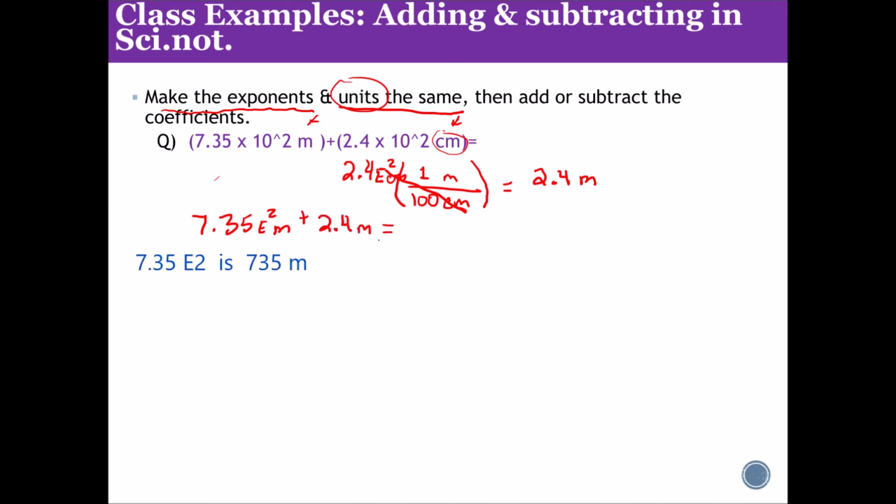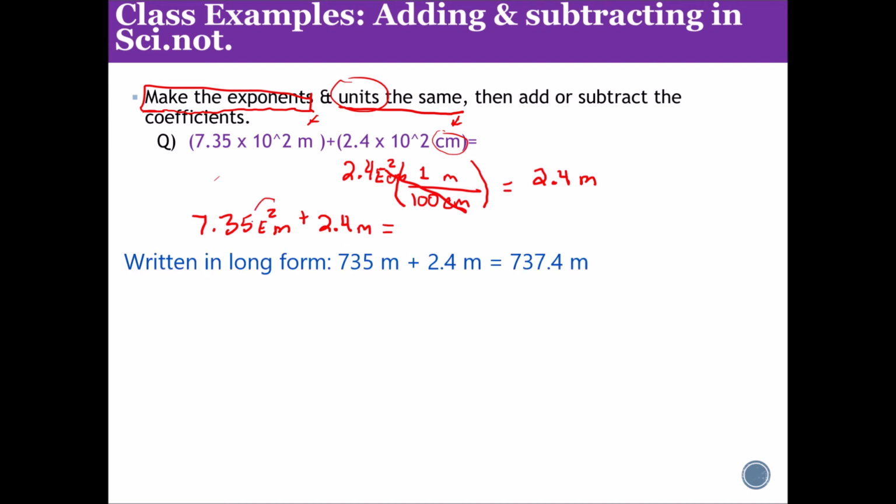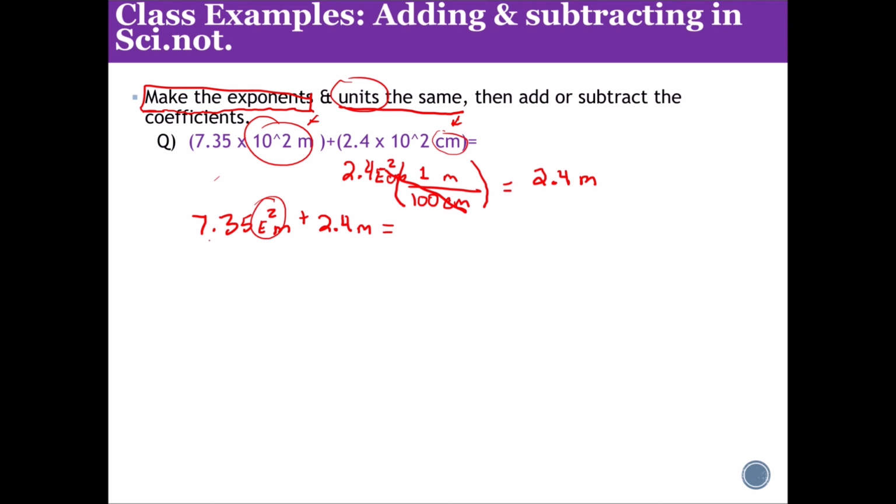So the second thing I have to do is make the exponents the same. I can't add 7.35 plus 2.4, which would give me 9.75, and I still have this times 10 to the second power that I have to worry about. So you can, again, pick one of these values to match the other one. I'm going to take this 2.4 and make it have a times 10 to the second power.